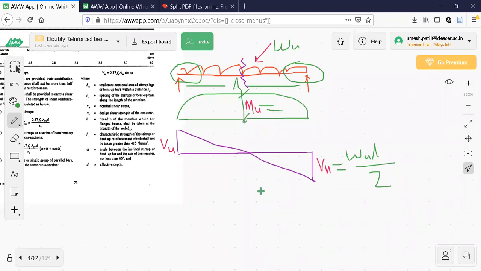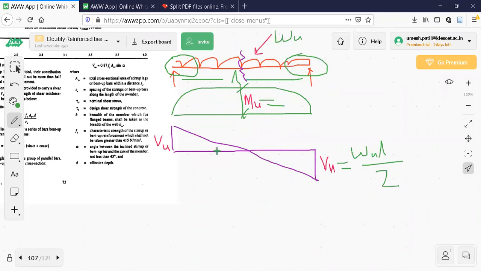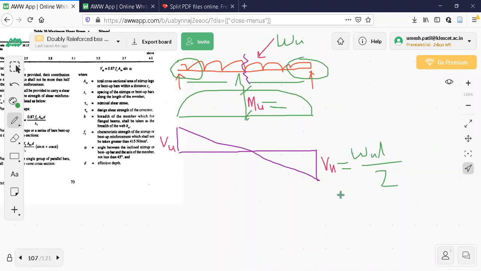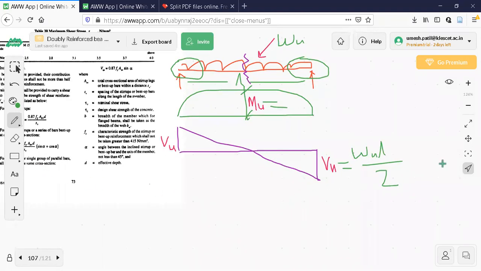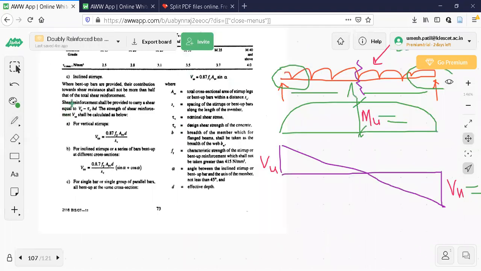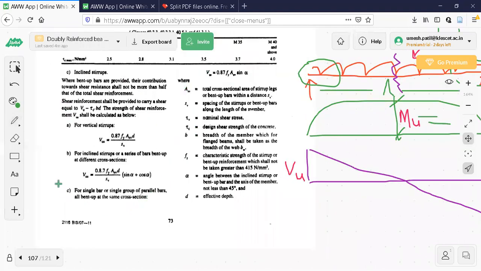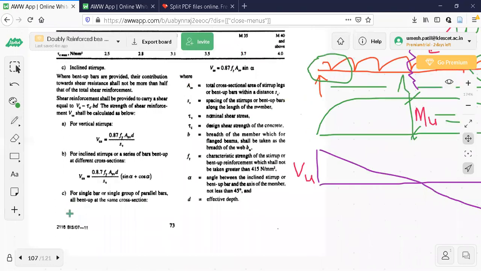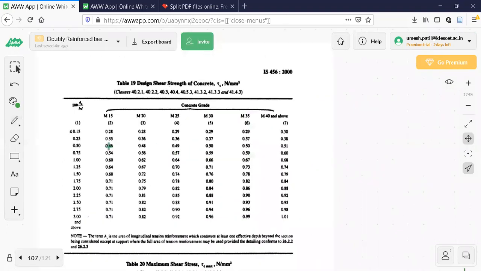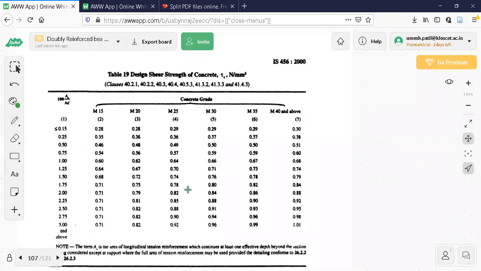So in this class, I'll be taking one simple example like this so that you can easily find the shear force. Maximum shear force you can find as WL by 2, but our focus is more on how to use the code book, how to use this formula here, which I am showing. Mainly you are concentrating on table 19 in today's class. See this. How to make use of this table 19?